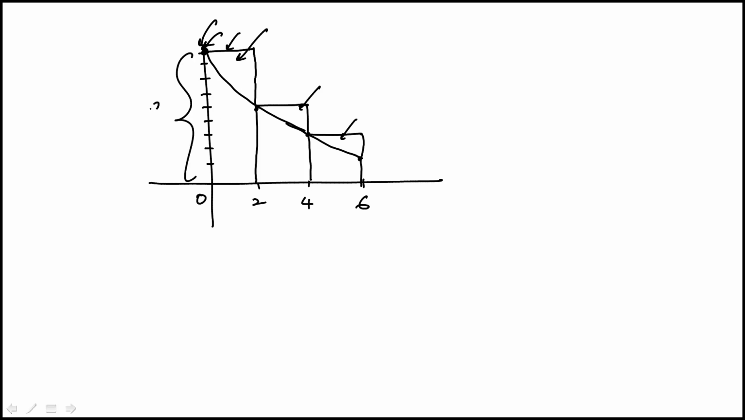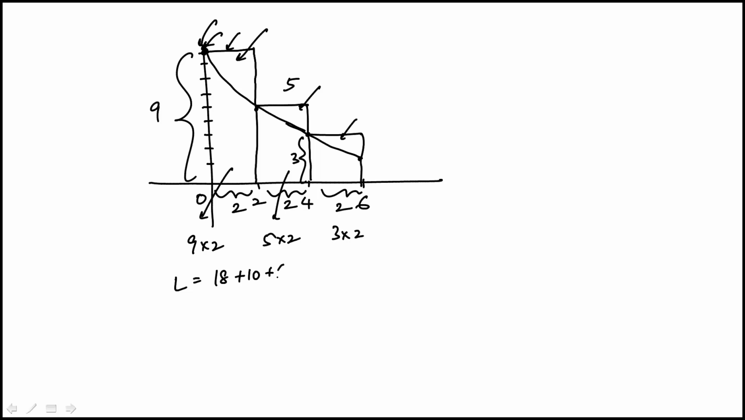So here that's 9. Each of these is 2. And this is 5. So area of that one is 9 times 2. This is 5 times 2. And then here this is 3. So that's going to be 3 times 2. So the left Riemann sum, L, is 18 plus 10 plus 6, so 34.